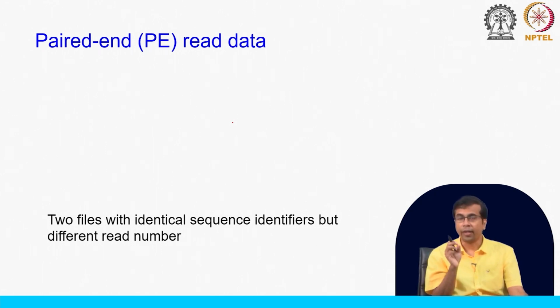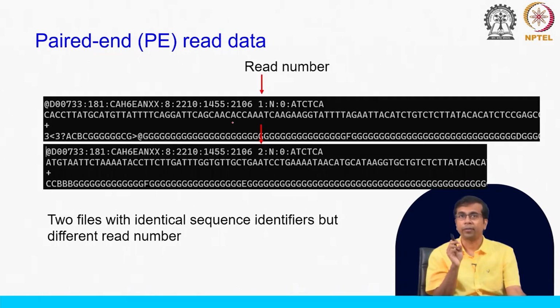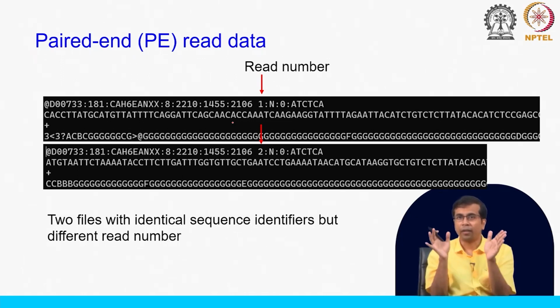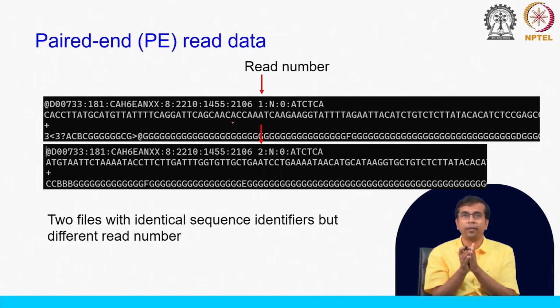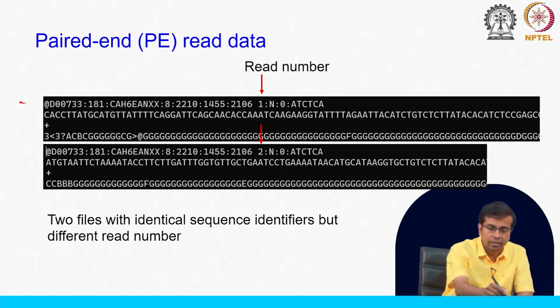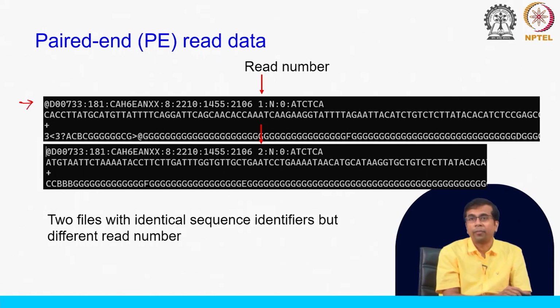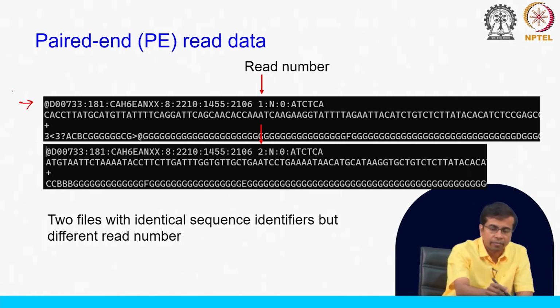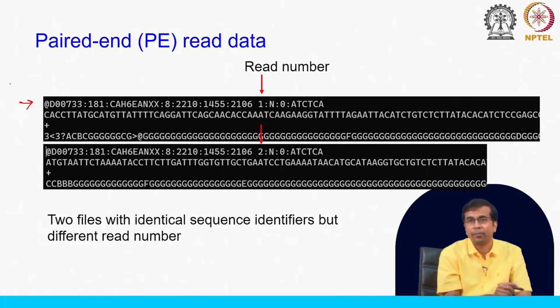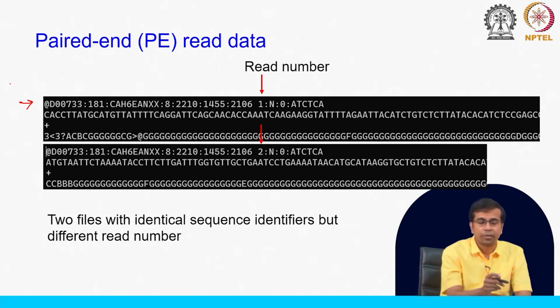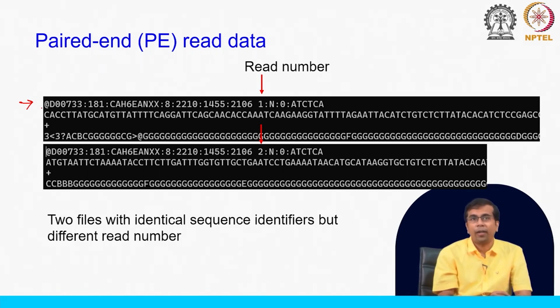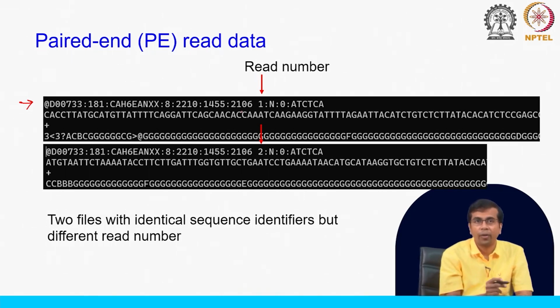So, let us look at how this paired end data would be different. Here is an example, I am just showing part of the read data, so that is why the length is different, otherwise the length would be identical. Here this is the first of the pair, and sometimes we call them mates also. So this is mate 1, mate 2. This is the first of the pair where you see the header line, and the read number is given as 1.